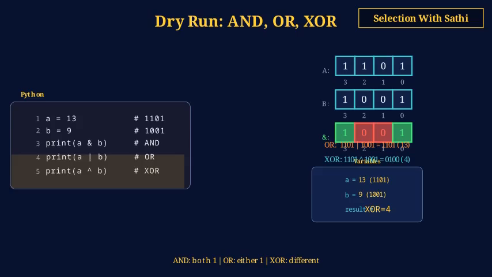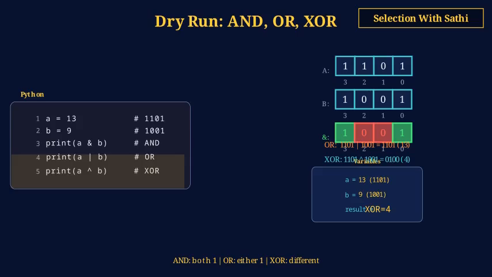17 is 10001 and gives 10000, which is not 0. Not a power of 2 because 18 has 2 set bits. The key insight: n AND n minus 1 always clears the lowest set bit. If the result is 0, there was only one set bit, meaning power of 2. This runs in O(1) time.